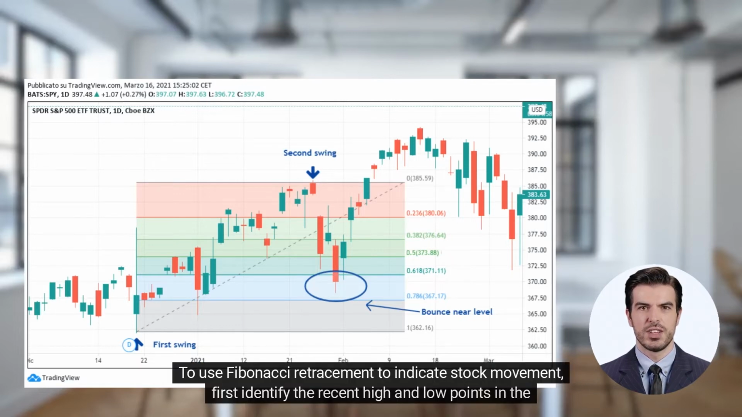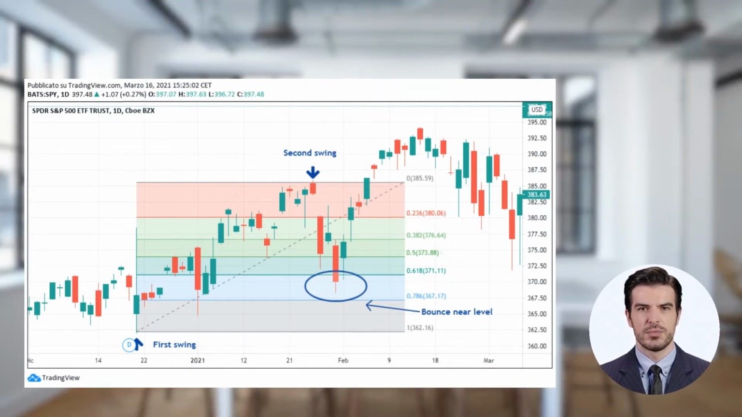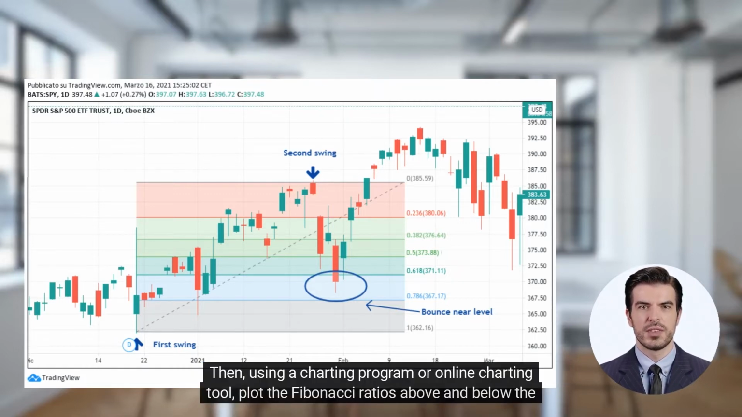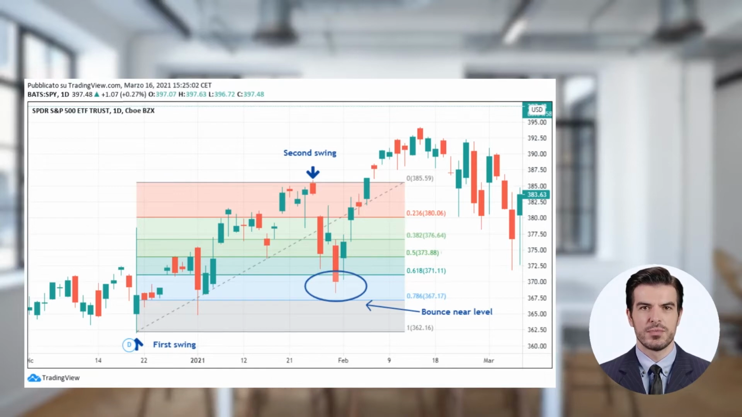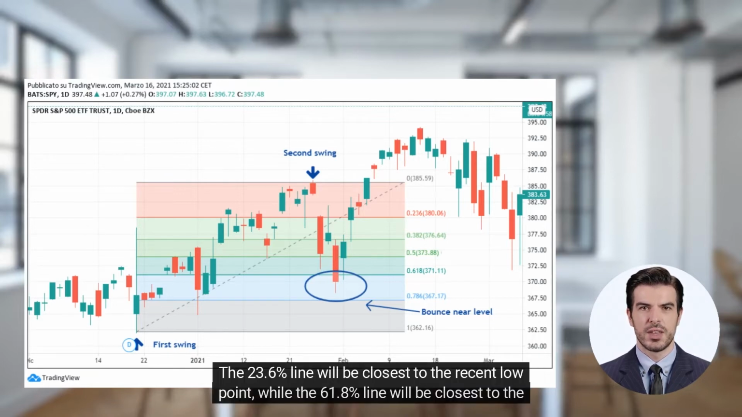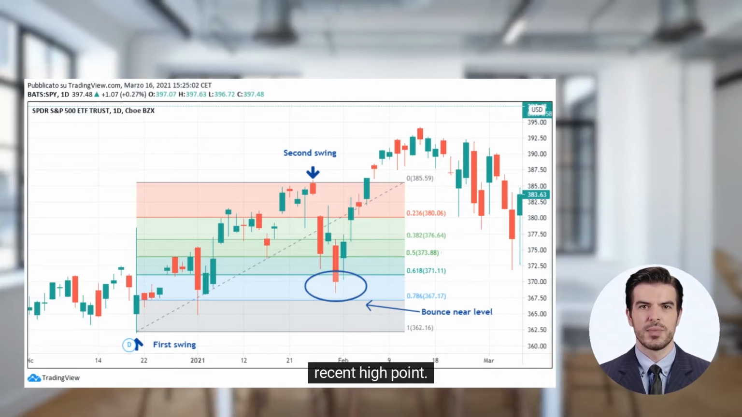To use Fibonacci retracement to indicate stock movement, first identify the recent high and low points in the stock's price history. Then, using a charting program or online charting tool, plot the Fibonacci ratios above and below the recent high and low points. The 23.6% line will be closest to the recent low point, while the 61.8% line will be closest to the recent high point.